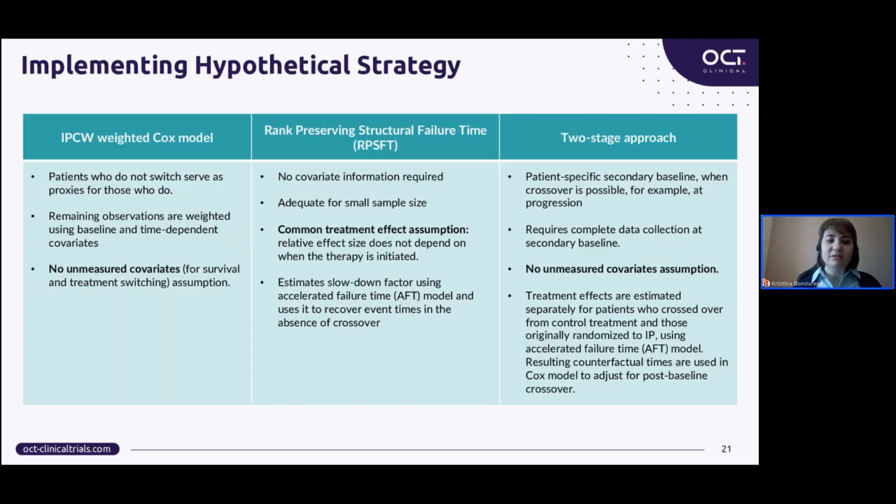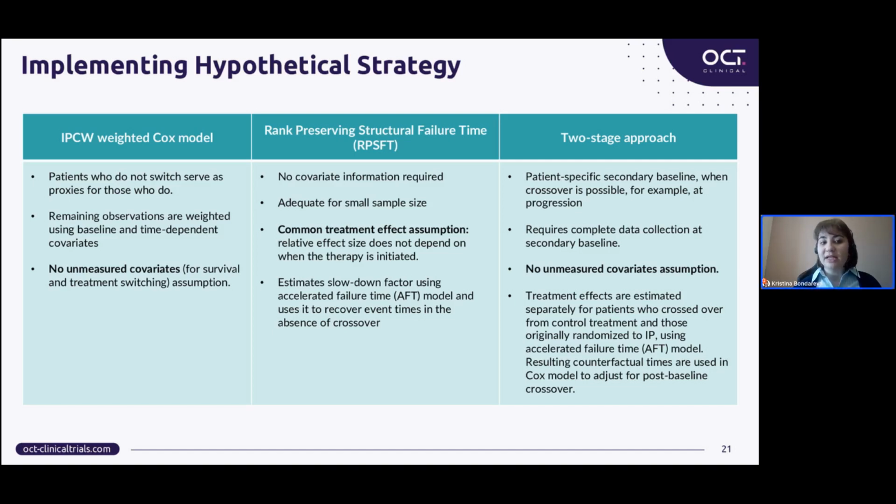The hypothetical strategy can be implemented using simple censoring at the time of the crossover if the assumption of independent censoring holds. It usually does not hold, since the decision to switch is probably related to clinical worsening.